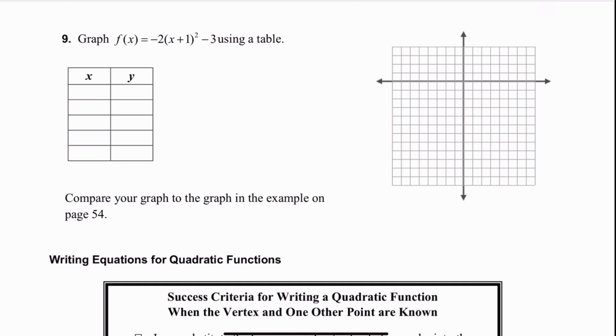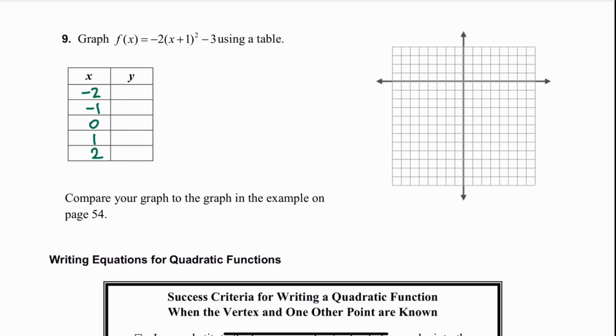You do not have to use key points to graph a parabola. You could always use a table of values to do so as well. Okay, I'm going to use the points -2, -1, 0, 1, and 2.